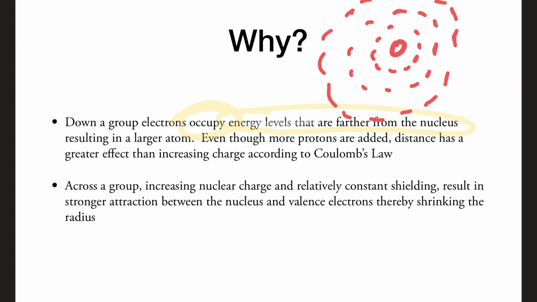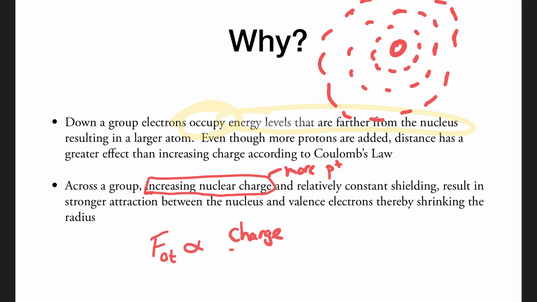Well, what about across a period? We're not adding shells. If you look at electron configurations, we are only adding electrons to a shell that currently exists. But the number of protons is changing. The number of protons is increasing. So we have increasing nuclear charge. Another way to say that is more protons. And relatively constant shielding. We're not really adding energy levels. There are some sublevels. We go from S to P, and that does increase shielding a little bit in certain spots, but it doesn't affect the radius. So as we're increasing the number of protons but keeping the number of shells the same, the atom is going to shrink. So bring that back to Coulomb's law, where force is proportional to, we would just say, the charge over the distance.